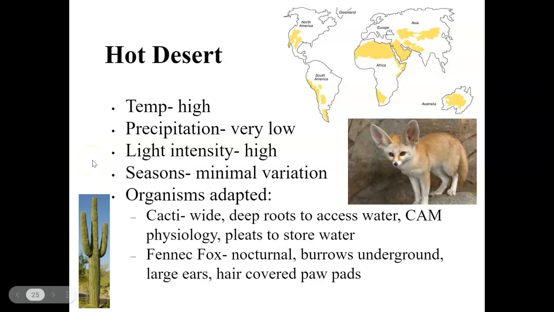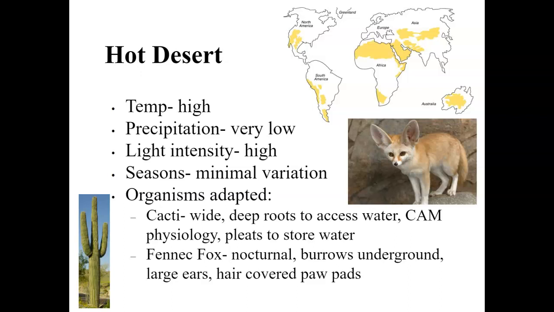And then we have the hot desert. The hot desert is just like it sounds. It's hot, so really high temperatures, and it tends to be very, very dry. They do tend to get a good amount of light, and then minimal seasonal variation. It just tends to be really hot and dry almost all year long.